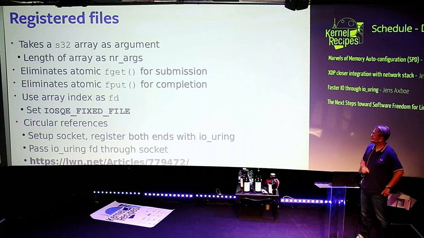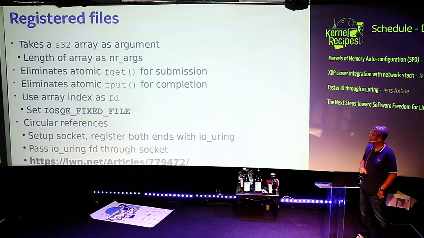So to register a set of files to be used with io_uring, so you can use these fixed indices, you call io_uring_register, and you give it an array of integers, basically, and the length of that array. And io_uring will go and open and pin all these files. And then when you go and submit IO, you set the fixed file flag. And instead of using the actual file descriptor that you registered with io_uring, you just use the index into the array. So in that sense, it's very similar to the registered buffers.